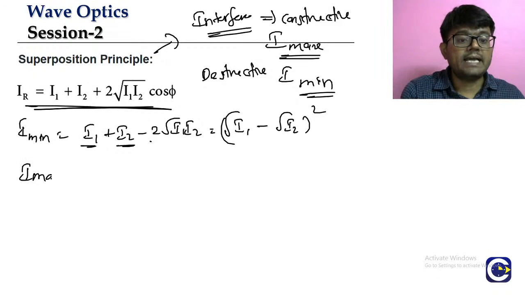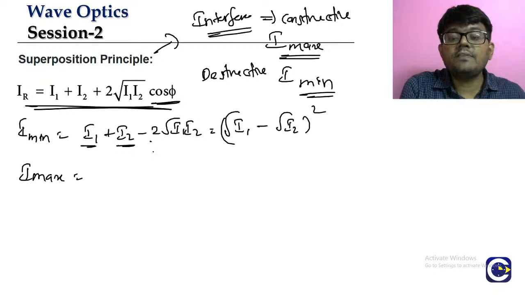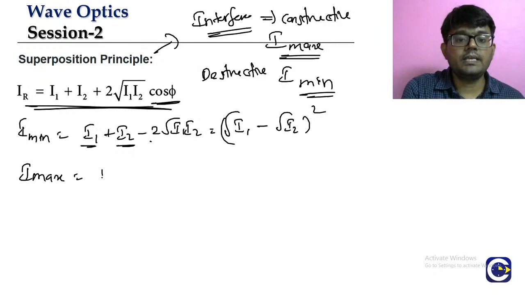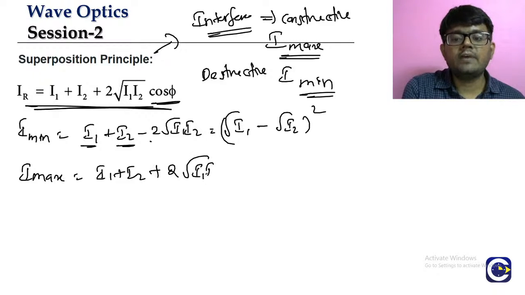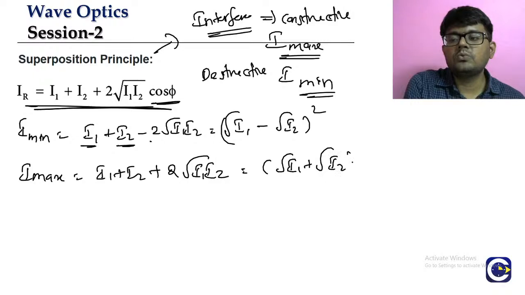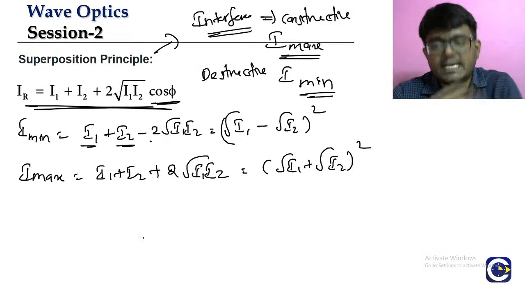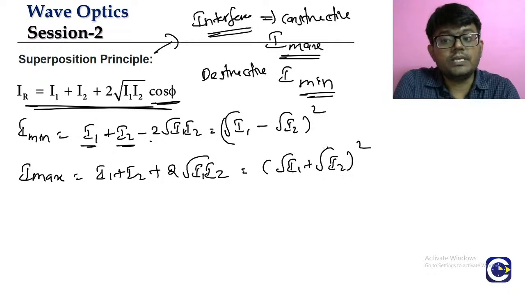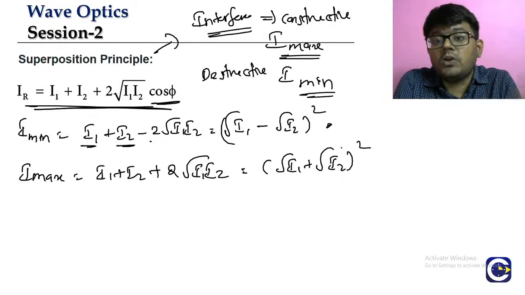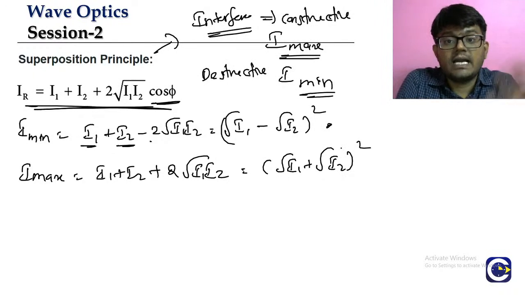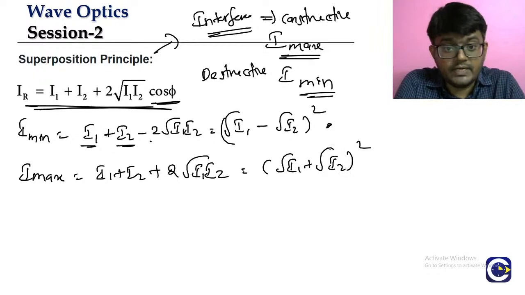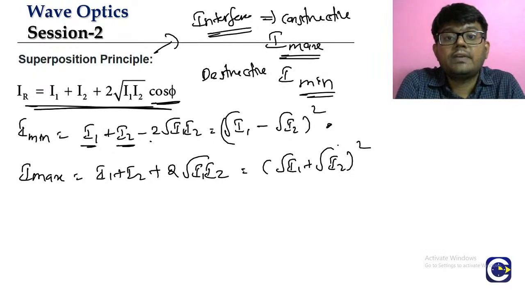You know what is I maximum? When cos phi will be 1. So what is it going to be? I1 plus I2 plus 2 root I1 I2. You know what this is? This is root I1 plus root I2 the whole square. That is the I maximum. Okay, so here you will see that I minimum will not be 0 because I1 and I2 values are different. They are having different amplitudes.